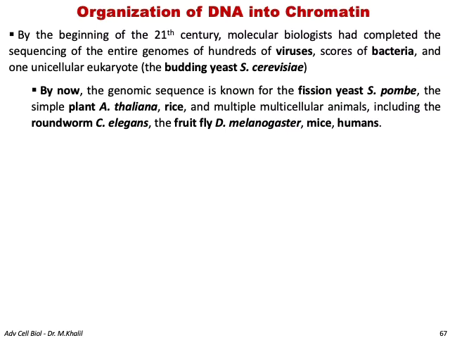By now, the genetic sequence is known for the fission yeast S. pombe, the simple plant A. thaliana, rice, and multiple multicellular animals, including the roundworm C. elegans, the fruit fly Drosophila, mice, and human.